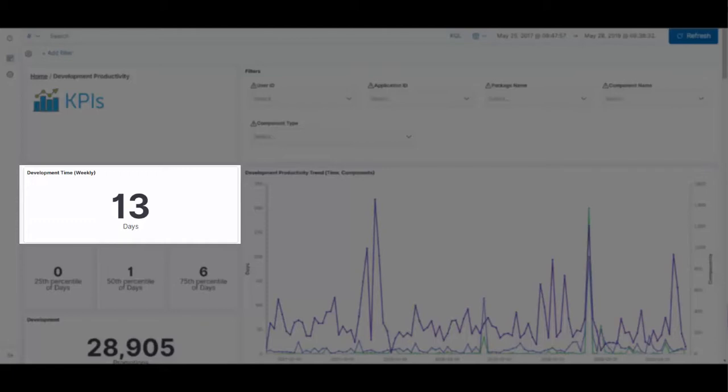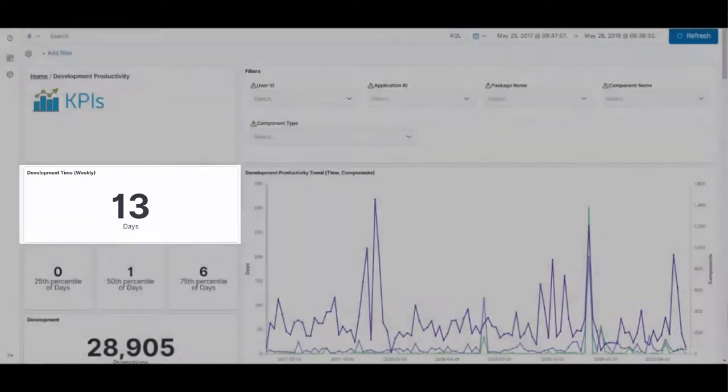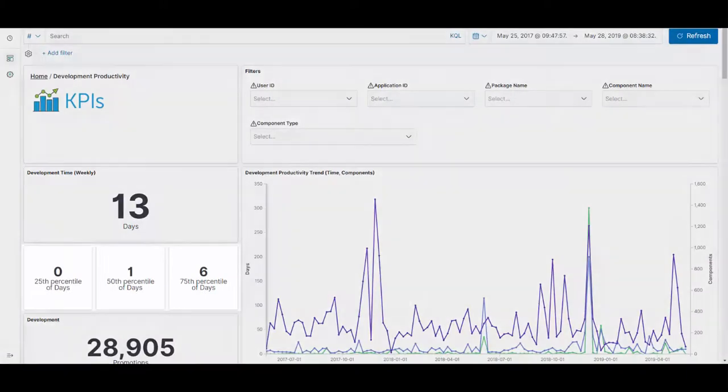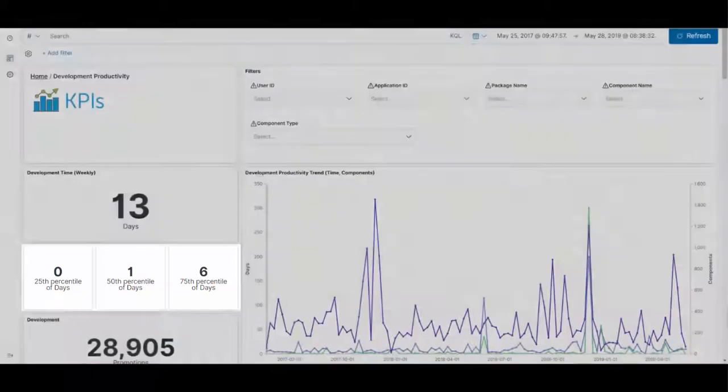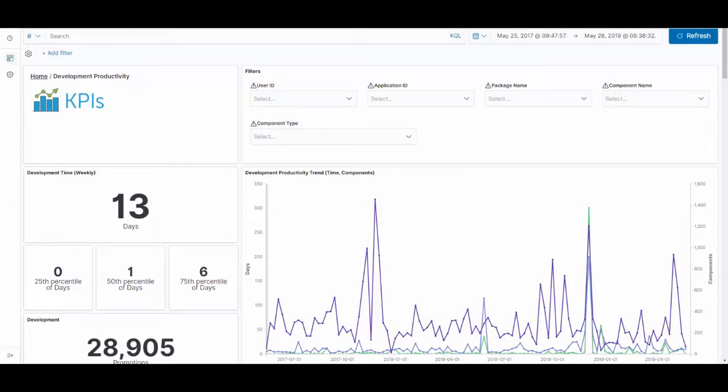We notice here that Compuware is showing an average of 13 days, but this doesn't tell the whole story. Averages are affected by outliers, so having several outlying components taking long periods of time can skew the average. That's why we provide the percentiles. Percentiles are far less affected by outliers. Notice here that 25% or less of the development is completed in a day. 50% of the development takes 1 day or less, and 75% of the development takes 6 days or less. This is much more in line with our 2-week sprint cycle.